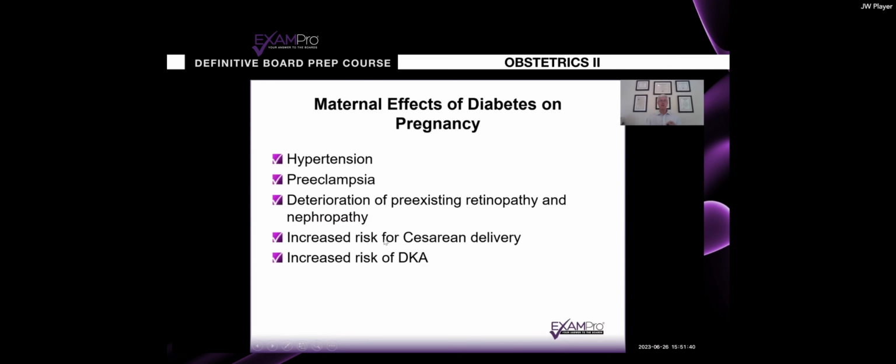They have an increased risk for cesarean delivery as a result of a lot of complications that have to do with placental insufficiency at term and other risks for the fetus as well. And of course, a separate risk during pregnancy of DKA if they are poorly controlled.